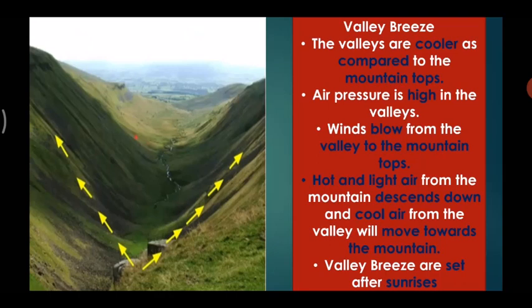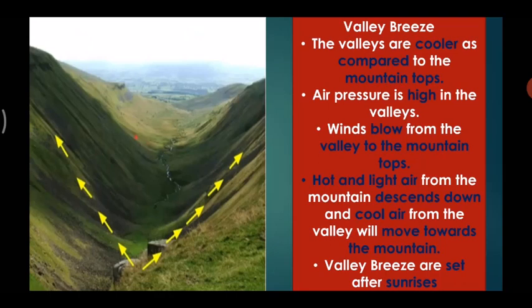Now let's see again. Cool air will come up, the hot air will descend down. Again, the cool air will come up near the mountain tops. So this is a circular motion. The cool air from the valley is going on top towards the mountain. The hot air from the mountain tops is coming down. So this cycle keeps on moving. So valley breeze are set after sunrise. So when the sun rises, which breeze are set? Valley breeze. Now you understood what is valley breeze?